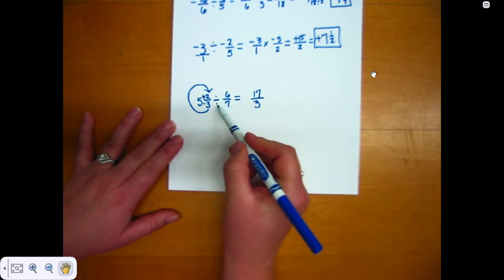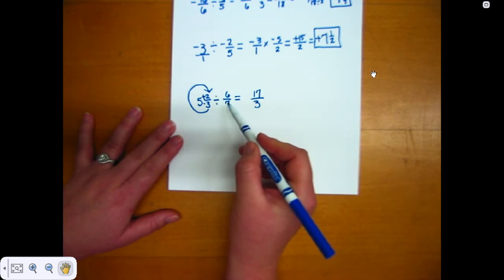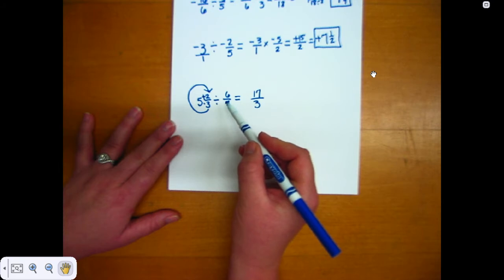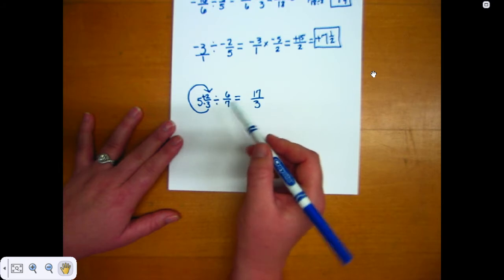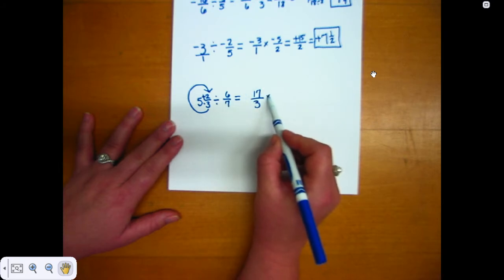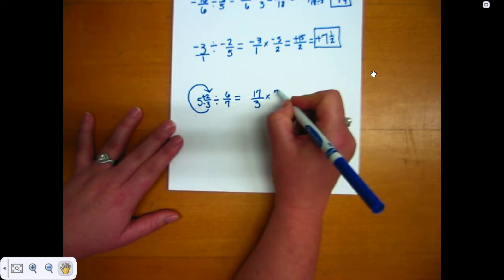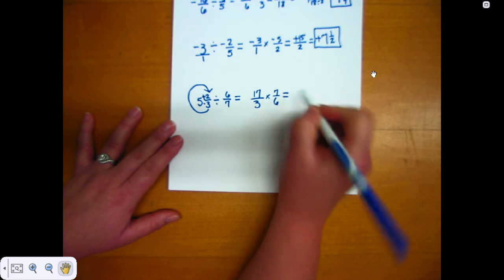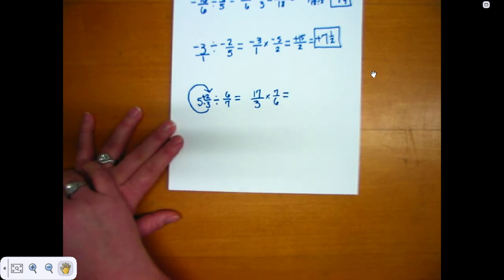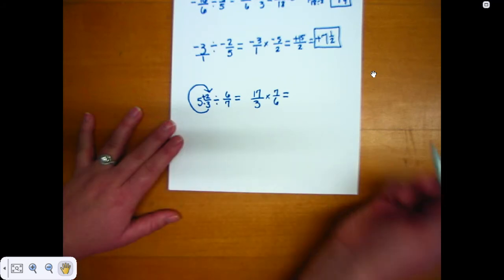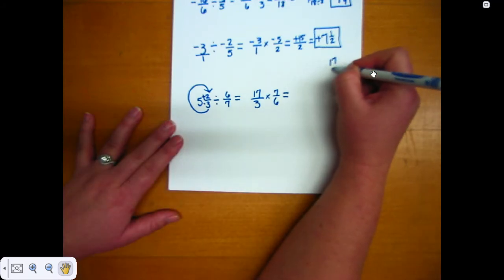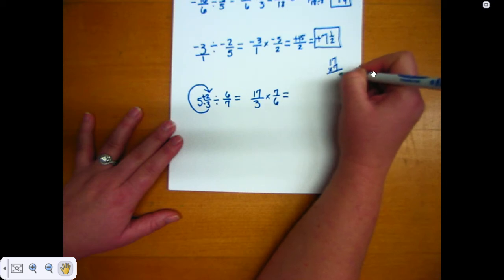Now, this says divide by 6/7. So if I have two fractions and I want to divide, I flip the second one and multiply. So I'm going to change this to multiplication. And I'm going to flip this one from 6/7 to 7/6. Now all I need to do is multiply straight across the top and straight across the bottom. I don't know what 17 times 7 is, so I'm going to come up here and do 17 times 7.